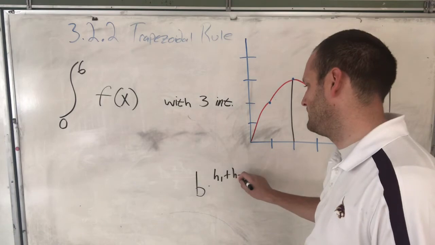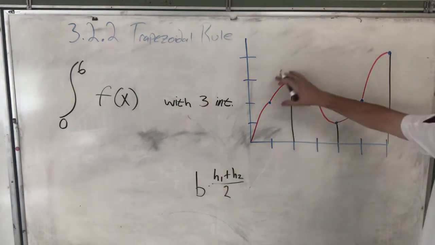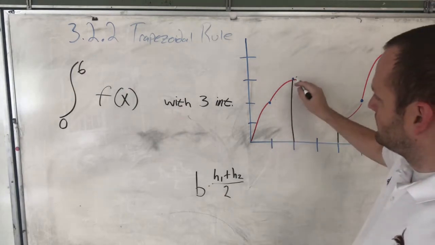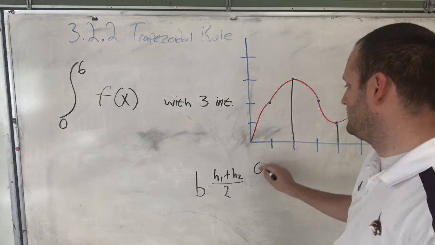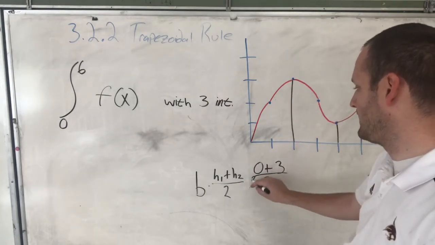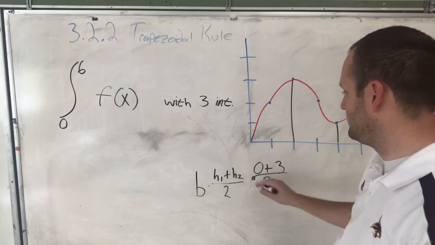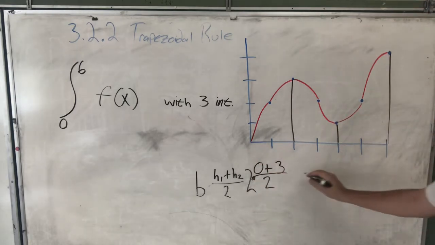As we go through and do this, remember the equation is base times height 1 plus height 2 divided by 2. That's the area for a trapezoid. So area here, height 1 was right there. That's 0. So we've got 0 plus 3 divided by 2 times our base was 2. So we've got 2 times 0 plus 3 over 2. The next one, again, the base is 2.